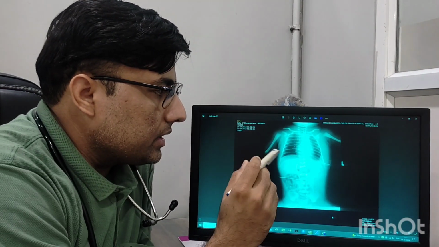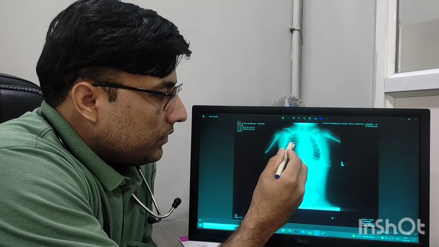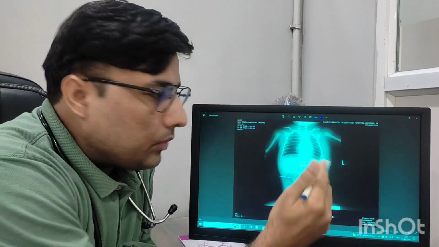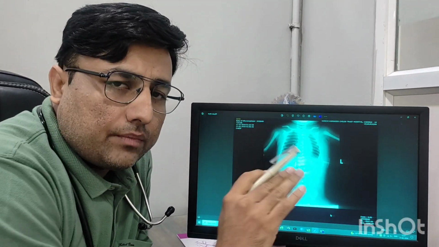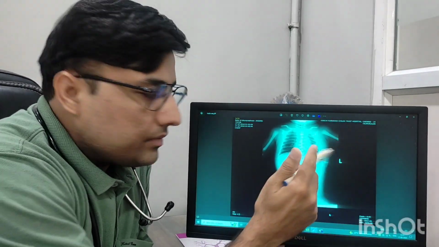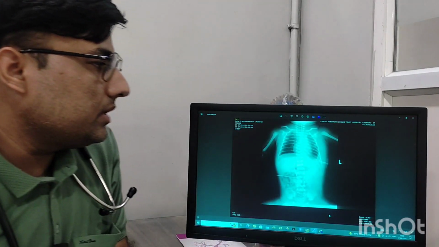Then we will look for the type of the opacities. Like in MAS there will be nodular fluffy shadows. What type of opacities are there? Is it localized or generalized, homogeneous, or this type? We'll see. Like in RDS, reticulogranular opacities will be there. So these are the lung fields we have to comment on.